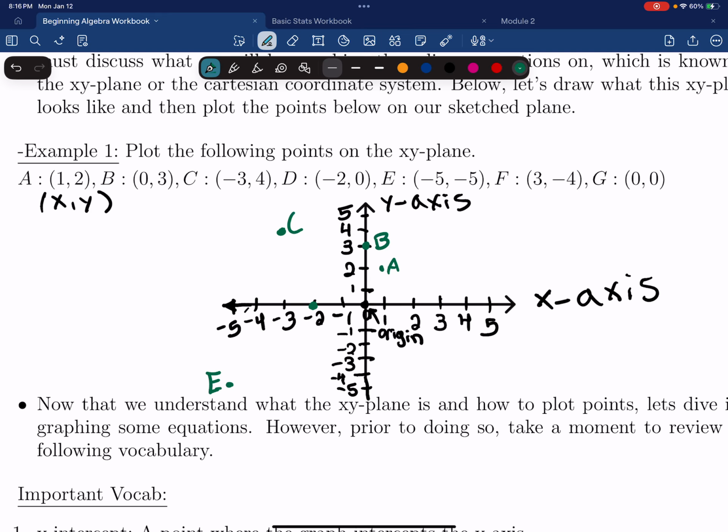Then we have point F, which is 3, -4. So that means our x direction is going to be positive by 3 units. So 1, 2, 3. We're going to go right 3 units. And then we have a y value of -4. So we're going to go down by 4 units. So we're going to go 1, 2, 3, 4, right about here.